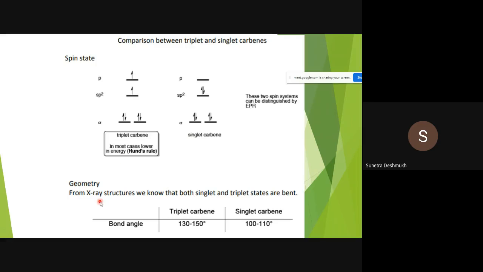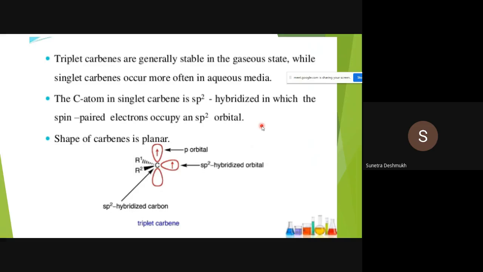Geometry we have seen from X-ray structure. We know that both singlet and triplet carbenes are bent. Triplet carbene bond angle is 130 to 150 degrees, singlet carbene 100 to 110 degrees. Next, triplet carbene is generally stable in the gaseous state, while singlet carbene occurs more often in aqueous media. The carbon atom in singlet carbene is sp2 hybridized, in which the spin-paired electrons occupy the sp2 orbital. The shape of singlet carbene is planar. Triplet carbene.